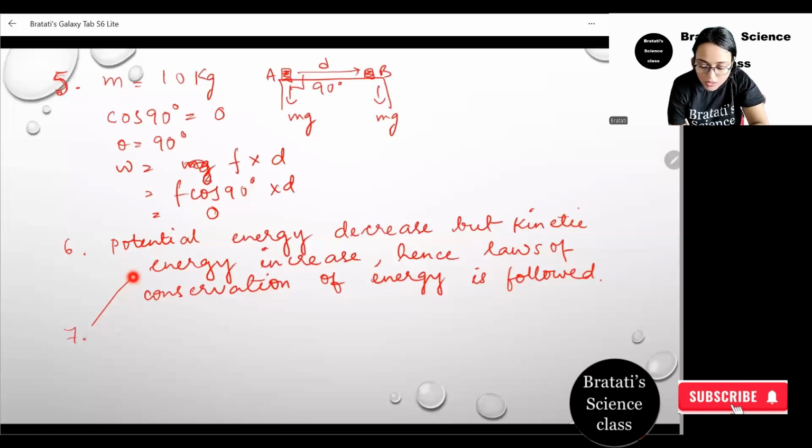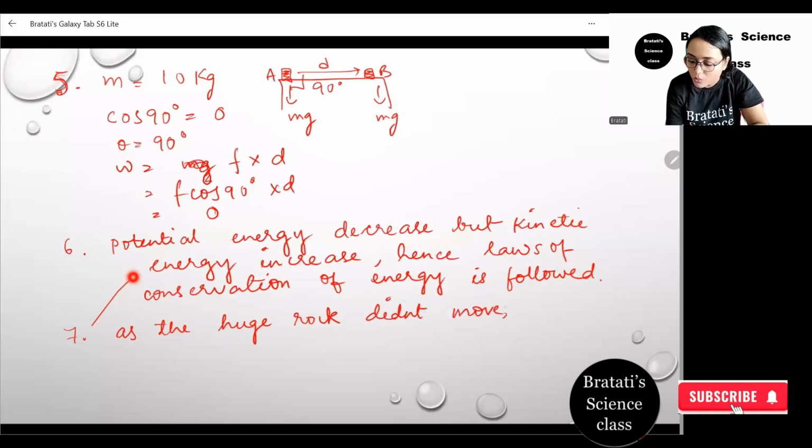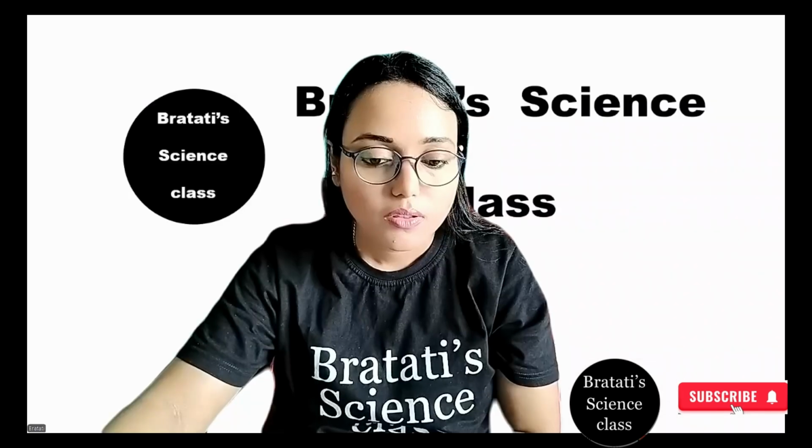So here, as the huge rock didn't move, work is not done. Does the transfer of energy take place? Okay, done. Number 8. This is number 8.